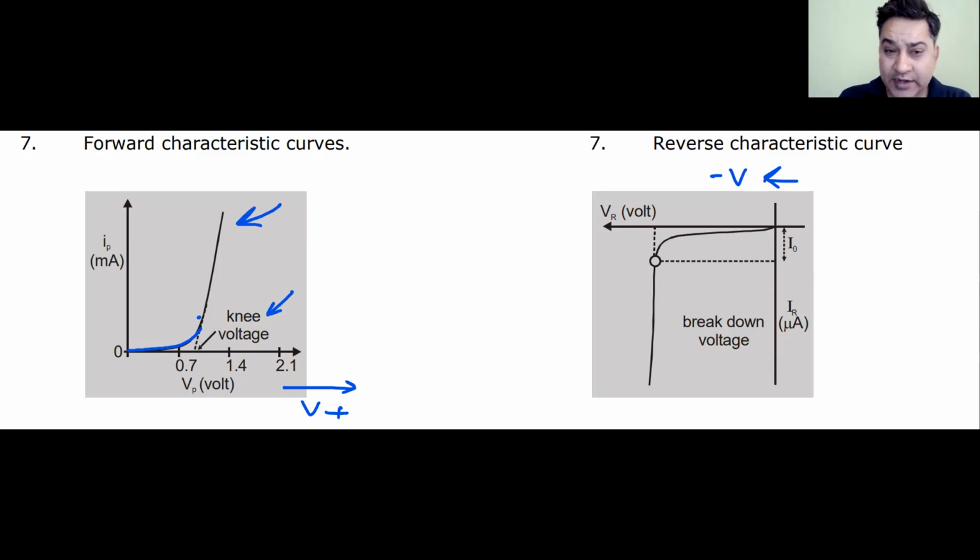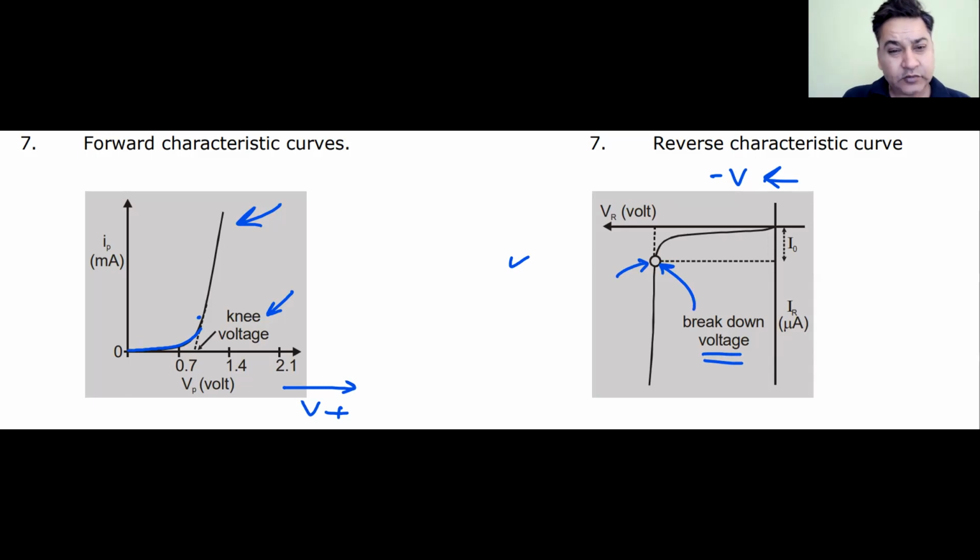Yes, sir. And remember, V is not equal to IR. The graph is not a straight line. Do you see it? Yes, sir. This is the forward curve. As you can see, this is the reverse curve. At this point, when you make the reverse voltage go to this point, you will have a very large current, and this is known as the breakdown voltage. Do we see this breakdown voltage here?